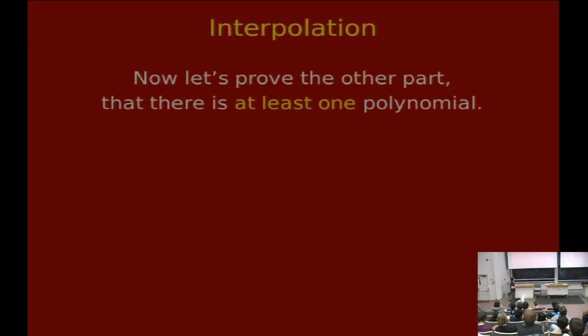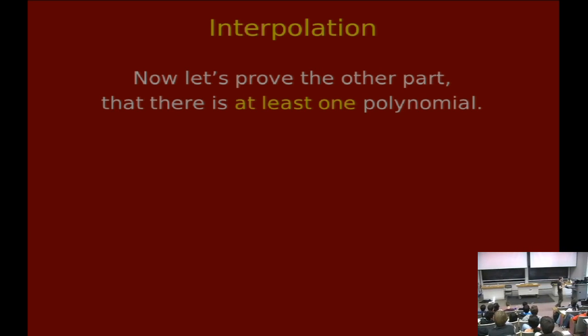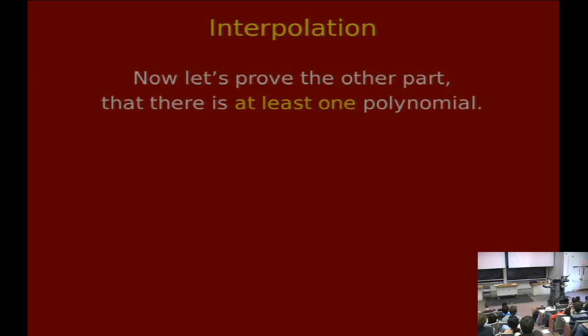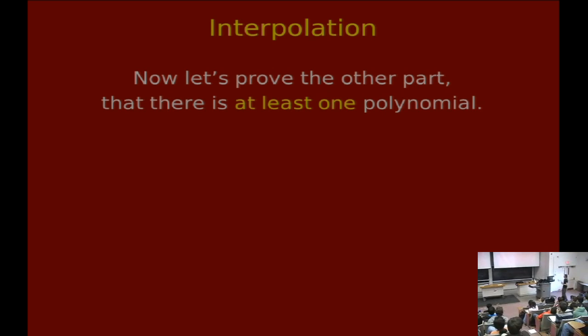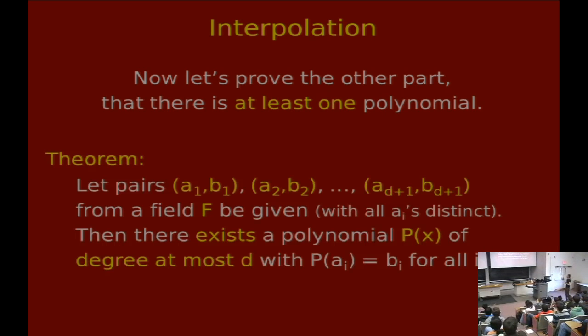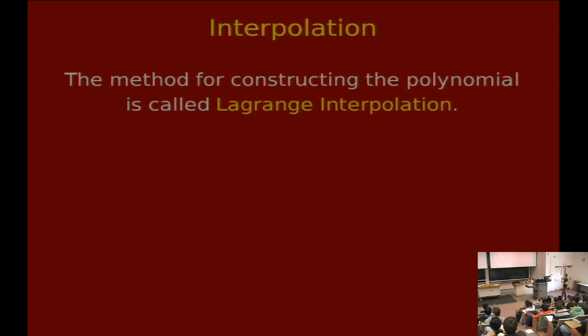All right, now let's prove the other part, that there's at least one polynomial. This part is kind of fun, actually. It's a bit like an algorithms problem. You're given this data, and you have to actually find or construct this polynomial that fits it. So this is what we want to prove: given the pairs, there exists a polynomial that fits the data. The method for doing this is called Lagrange Interpolation.